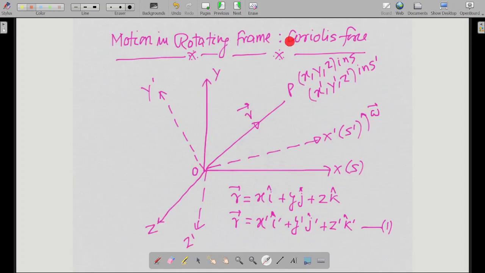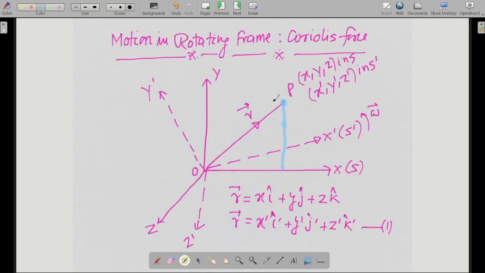So motion in rotating frame, Coriolis force. Now this particular point P we have taken over here, and this particular point P has coordinates. What kind of coordinates? You have to visualize now.